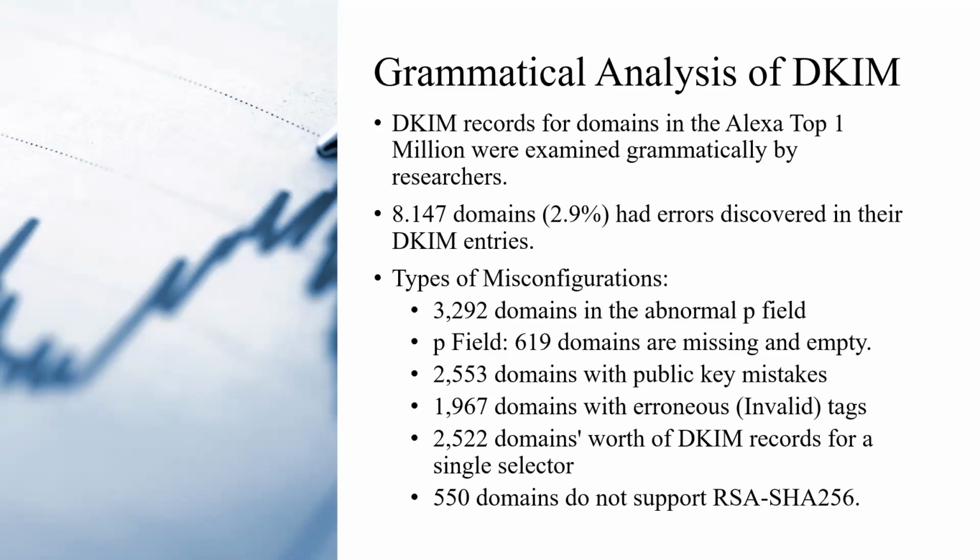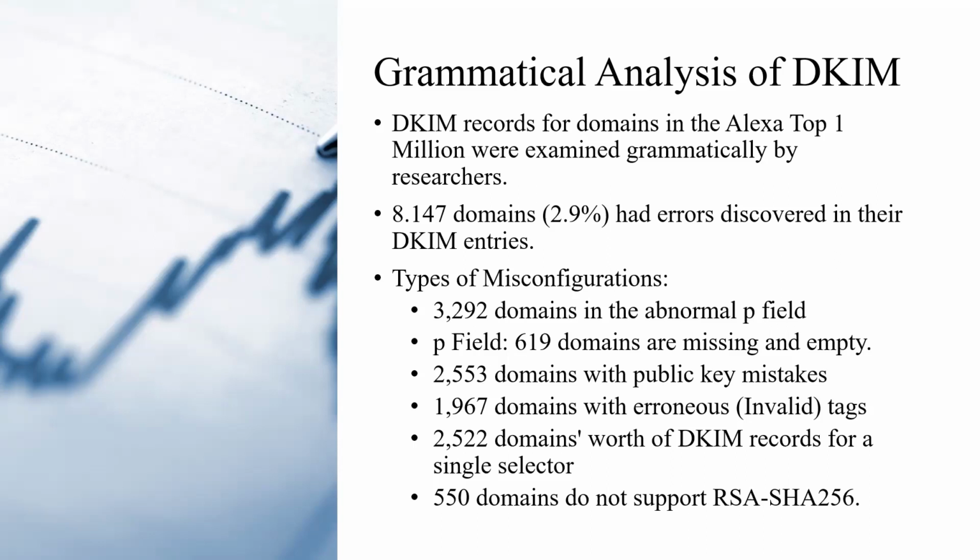3,292 domains with an abnormal P field. In the P field, 619 domains are missing and empty. 2,553 domains with public key mistakes, and 1,967 domains with invalid tags, and 2,522 domains with records for a single selector, and 550 domains do not support RSA SHA-256.